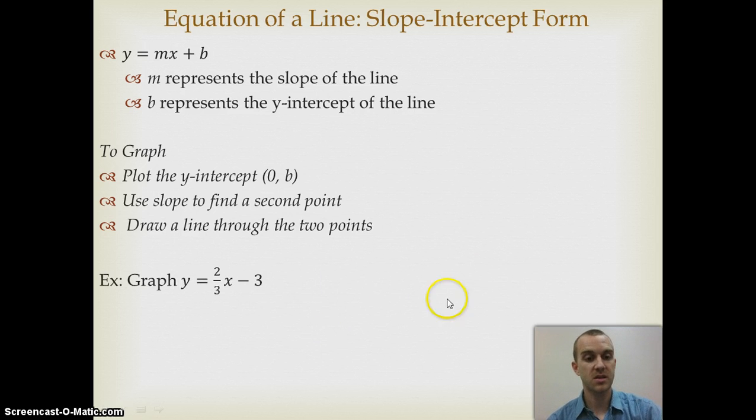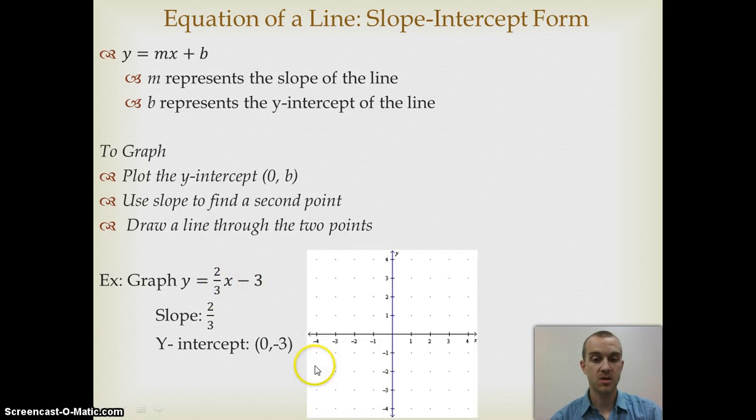So if I look at this equation, which is in slope-intercept form, I know I have a slope of 2/3 and a y-intercept of 0, and this is -3. So I start at 0, -3. I'm going to rise 2, run 3, put a point, and then draw my line through my 2 points.